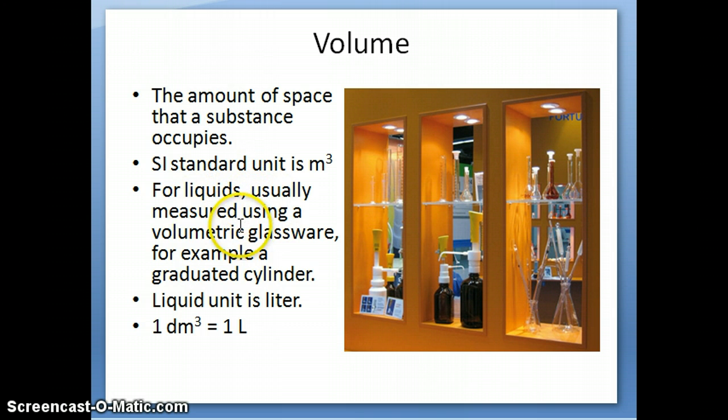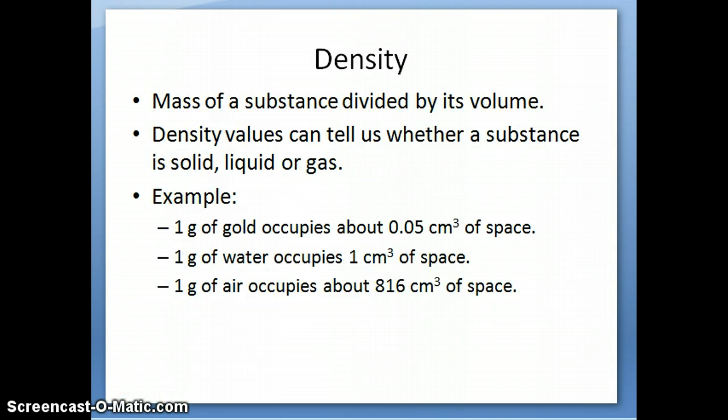Generally for liquids, we measure the volume using volumetric glassware of some sort, for example, a graduated cylinder. This picture here shows you all kinds of volumetric glassware, with the graduated cylinder given here and a couple of them here.